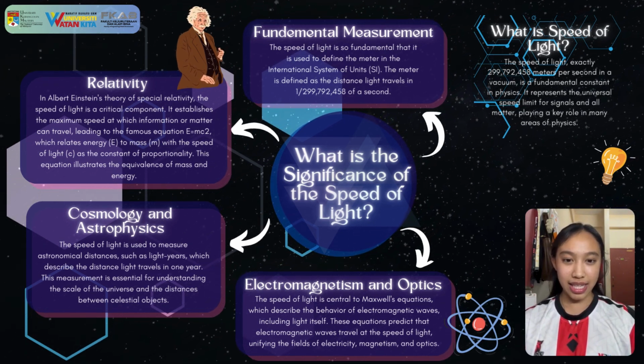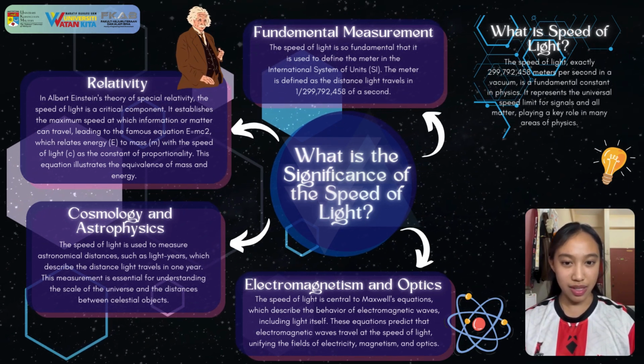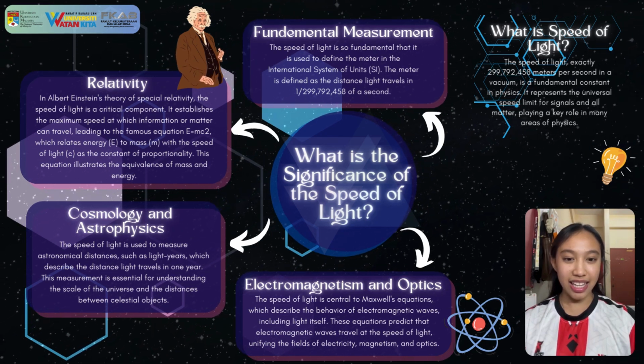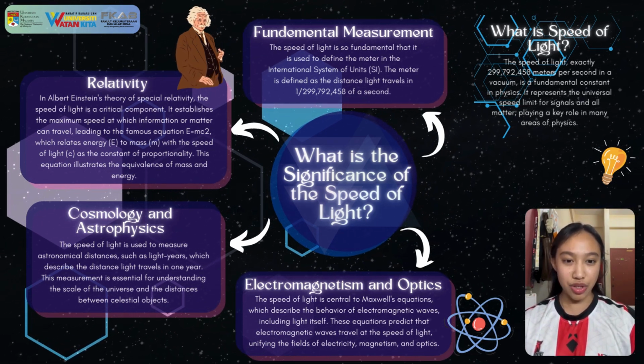In relativity, Einstein showed it is the fastest speed possible, leading to E equals mc squared, which links energy and mass. In cosmology, it is used to measure distant light years, helping us understand the size of the universe. And finally, in measurements, it is used to define the meter itself.